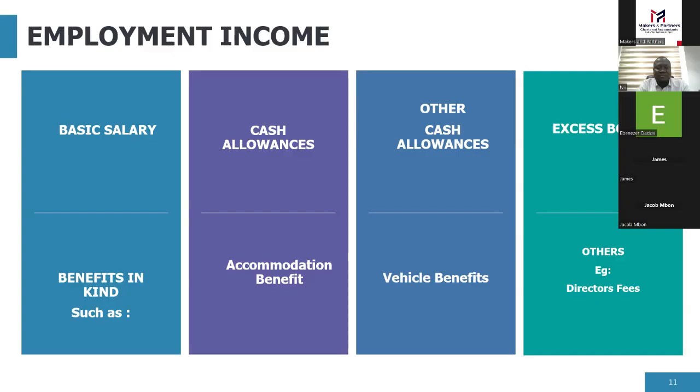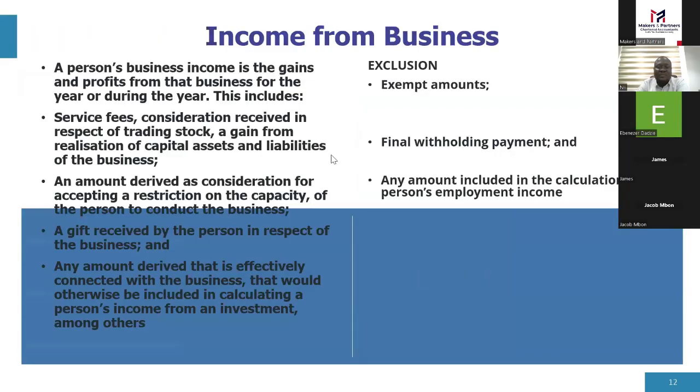You have accommodation benefits. You have vehicle benefits. These are benefits in kind. They are all rules pertaining to that. You could be an employee, but maybe you're a director of a company. If you receive director's fees, you are subject to add that to your income from employment.